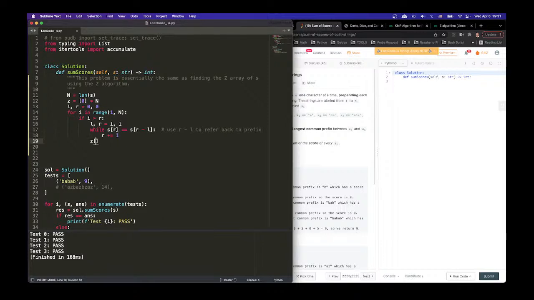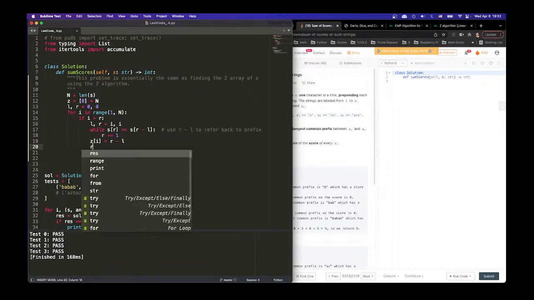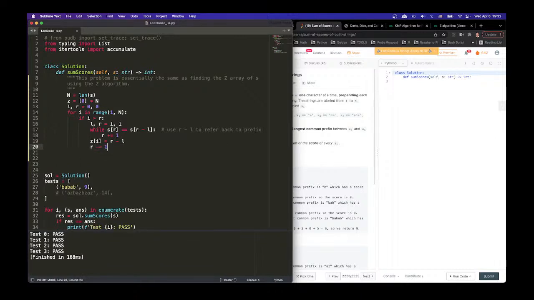And then I can say Zi will equal R minus L, and then R minus equal 1. Because R, we have to go back to make sure LR is correct after. That's the loop invariant. At the beginning of each loop, L and R demarcate the current longest prefix that contains I, right?